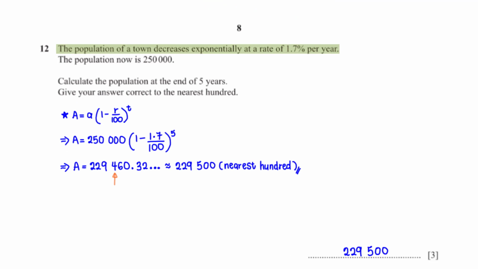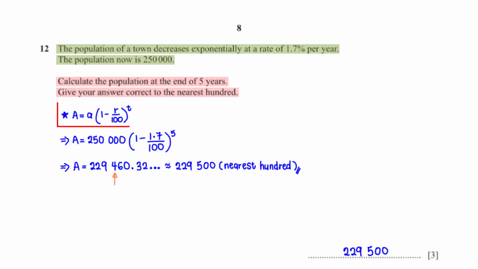The population of a town decreases exponentially at a rate of 1.7% per year. The population now is 250,000. Calculate the population at the end of 5 years. Give your answer correct to the nearest 100.